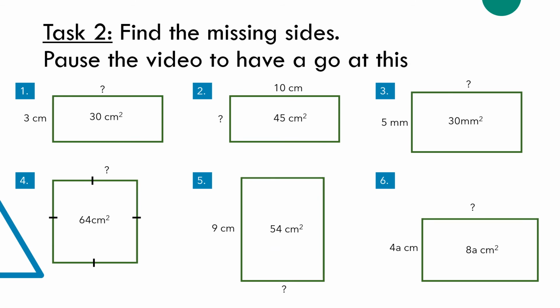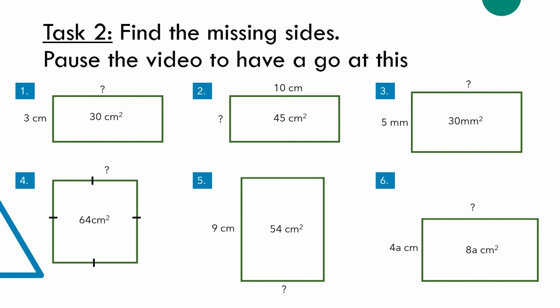So here is task 2 of the video. Just like my previous examples, I'd like you to find the missing sides for these 6 rectangles. Every time, just think what times the known side would give me the area, or divide the area by the given side. When you've had a go at all 6, unpause the video and have a look at the answers.